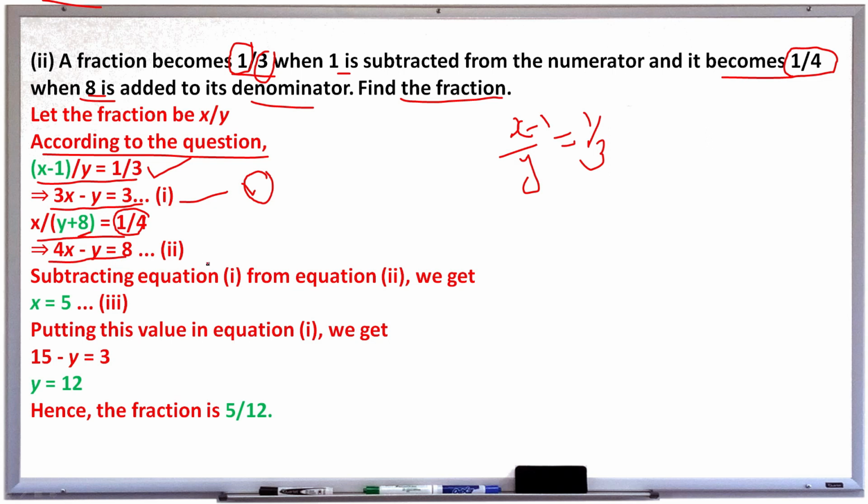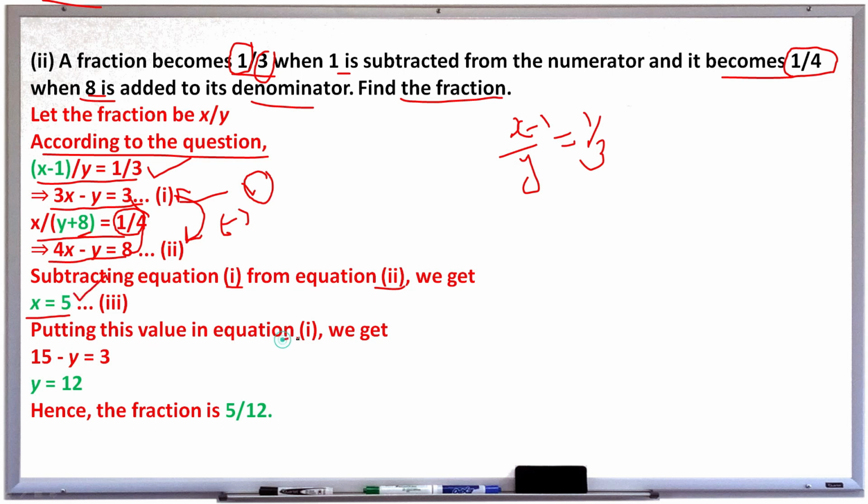Subtracting 1 from equation number 2, we get x is equal to 5. Just subtract these two equations, 2 minus 1. When we subtract, the sign will change, so the minus y terms will get cancelled. So 4x minus 3x is equal to x. On the right hand side, 8 minus 3 is equal to 5. x is equal to 5.